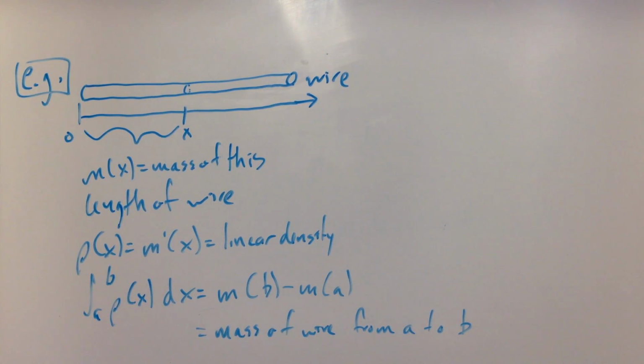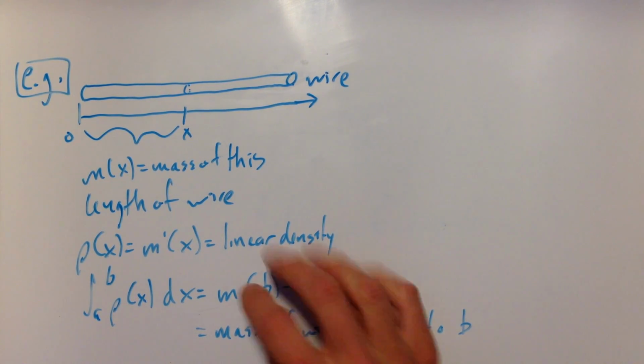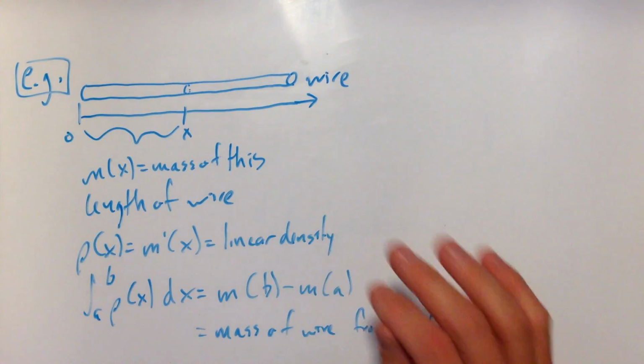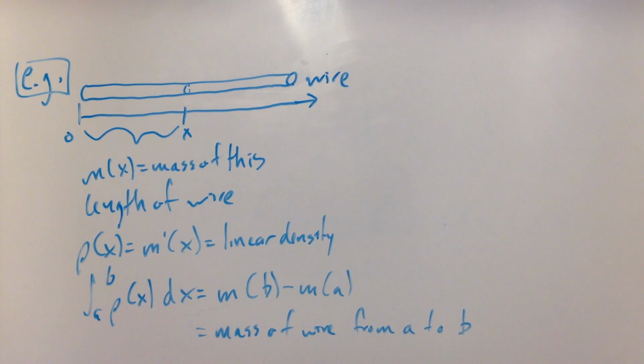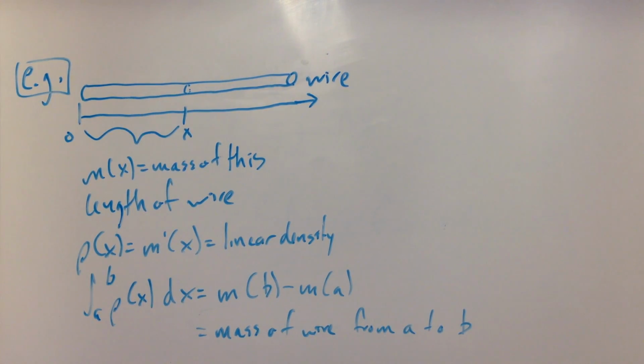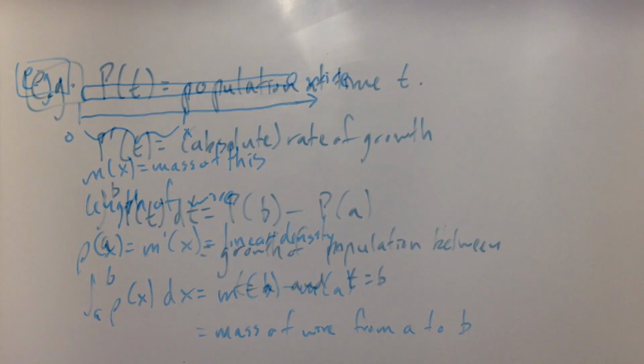Okay, so since the derivative of the mass is the linear density, the net change theorem says that the integral from A to B of this linear density is the mass up to B minus the mass up to A. Well, if I take the mass up to B and subtract off the mass up to A, that's just the mass of the wire from A to B. Great. So if I integrate the linear density from A to B, I get the mass of the wire from A to B.